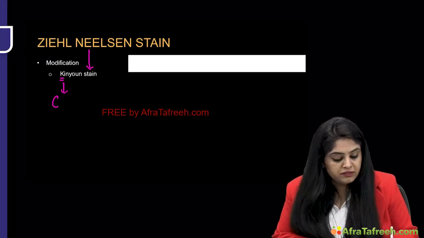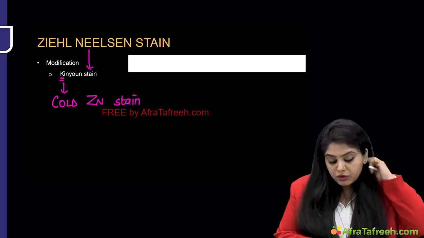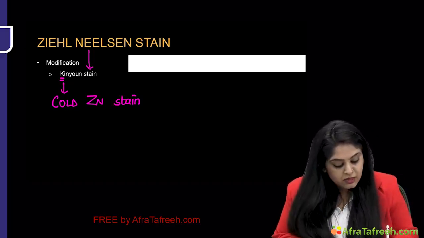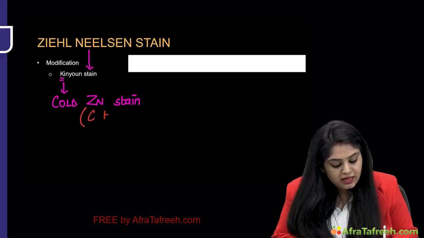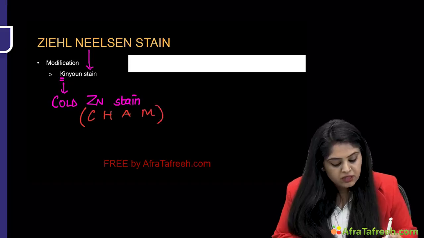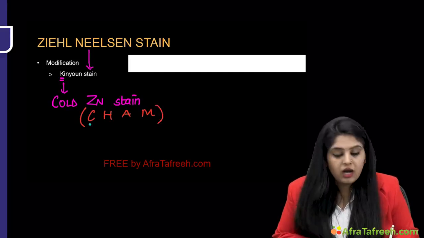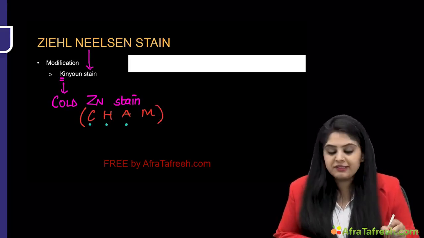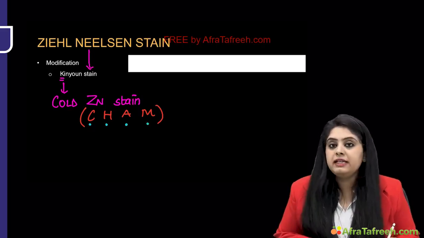So this means, this is what modification? This is cold Zn stain. Have you ever wondered what is cold? Am I going to freeze it? No, not at all. Tell me, what was the mnemonic for Zn stain? You were saying there is a class mnemonic. Can you repeat with me what has happened? C was for carbonyl fusion, H was for heating, A was for H2SO4 acid, and M was for methylene blue.